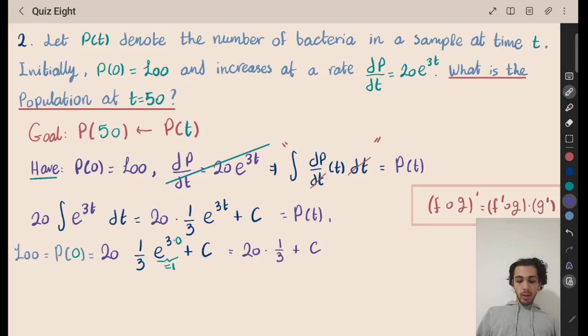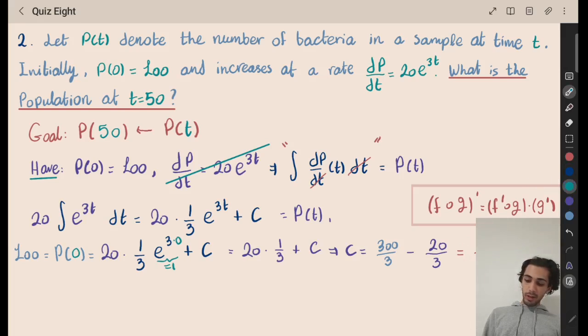Right? And then this is equal to 100. So in that case, my c would be equal to 100 minus 20 times 1 over 3. So 20 over 3. I can write this, of course, as 300 over 3. You know, if you just do the mathematics behind this, you'll get 280 divided by 3, which is some number. You don't really care about it.